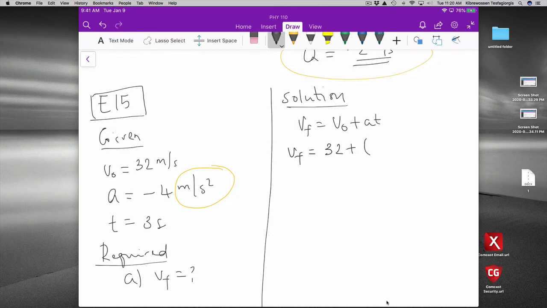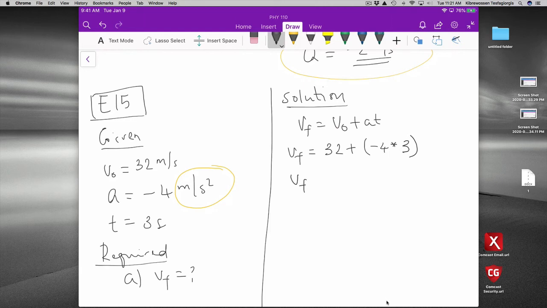Since every unit is given in SI units, I'm just going to deal with the numbers and put the unit later. Your acceleration is -4. It's given as negative for a reason. You are expected to put it as negative because the car is slowing down at that rate. So you keep the formula the way it is, but put your acceleration as the negative value, the way it is given. Then you have 3.